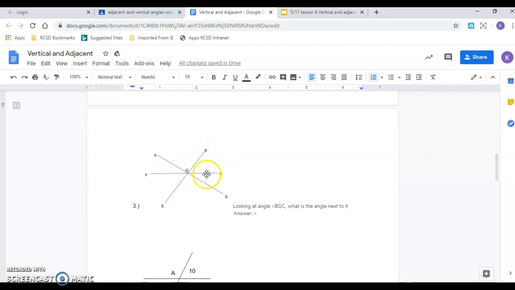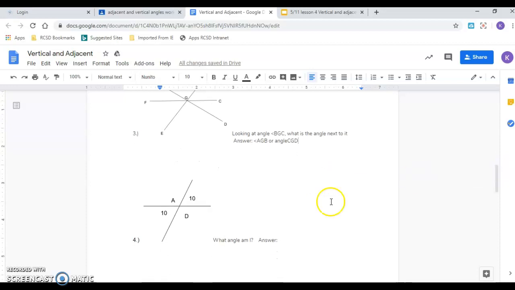Or I could look at the other side, this side, GC. What shares this side? CGD. Yep, it's still going to share that G and that C line. So I can put either one of those. So I can write angle AGB. And usually you want to capitalize the letters. Or you could do the other one too, angle CGD. Either one of those is okay. And then I want you to finish the rest of these on your own.